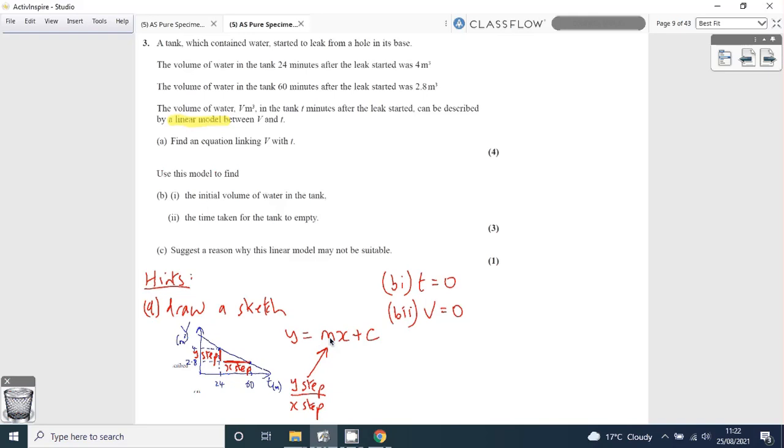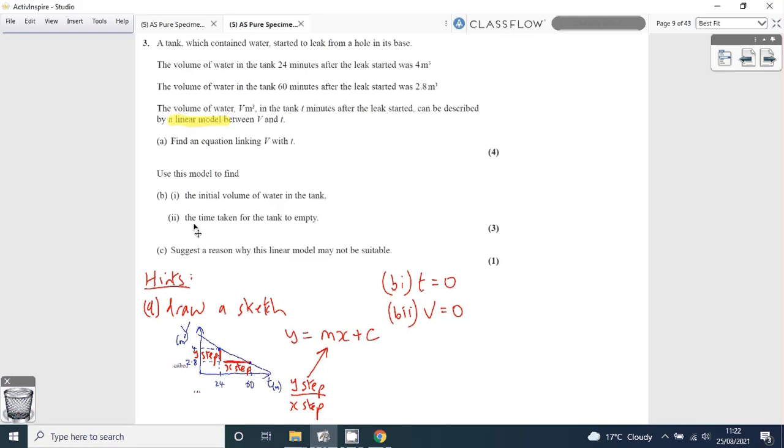So work out what the gradient is by doing y step over x step. The y step is this length here from 4 to 2.8, and the x step is from 24 to 60. And be careful, we're going downhill, so it will be a negative gradient. And then substitute in one of the points to allow you to work out what c is.